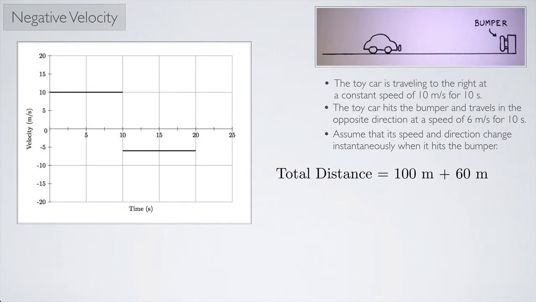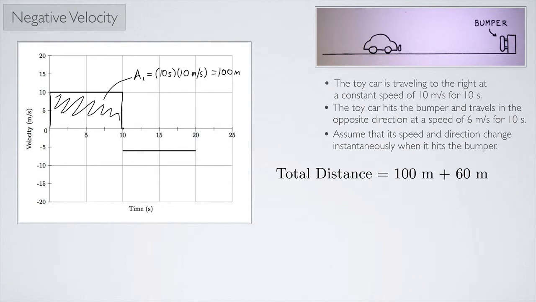Okay, so in this case, the total distance that the car actually traveled is 100 meters plus 60 meters. So how did I figure that out? Well, if we look at the first 10 seconds, and we imagine looking at this rectangle right here, this one that's from 0 to 10, so the area of this, I'll call that A1, would be, in this case, 10 times 10. So this is 10 seconds times 10 meters per second, and that's 100 meters.